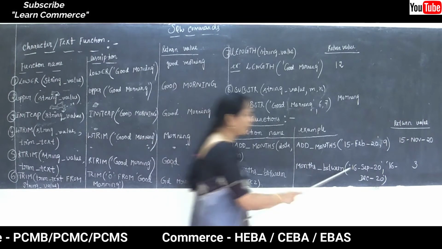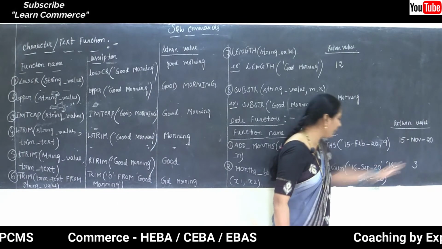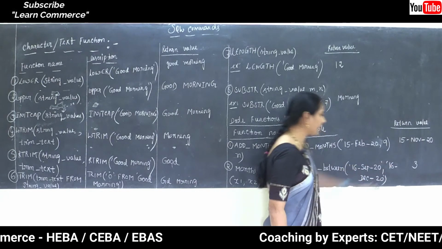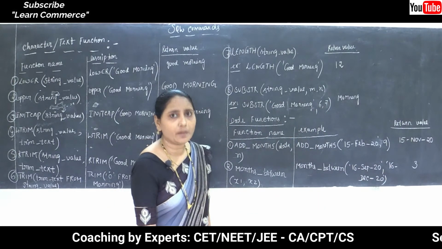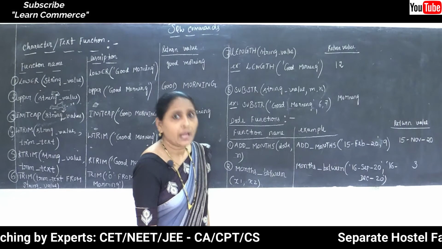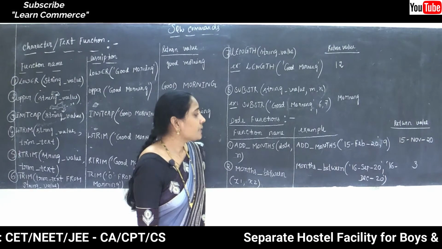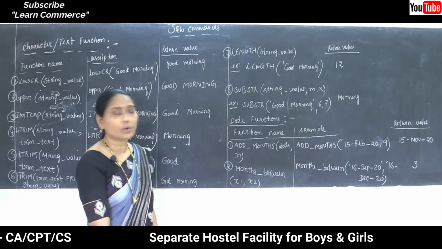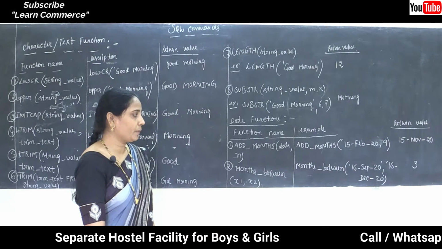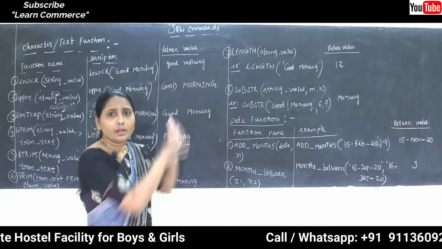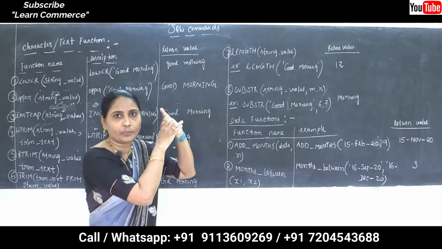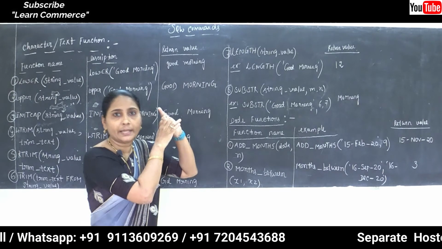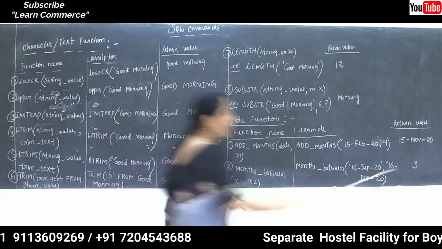So what's the difference? What are the months in between the first date and the second date? The first date is 16 September 2020 and the second date is 16 December 2020. So September means October, November, December. So how many months are there in between date 1 and date 2? The number of months is 3.